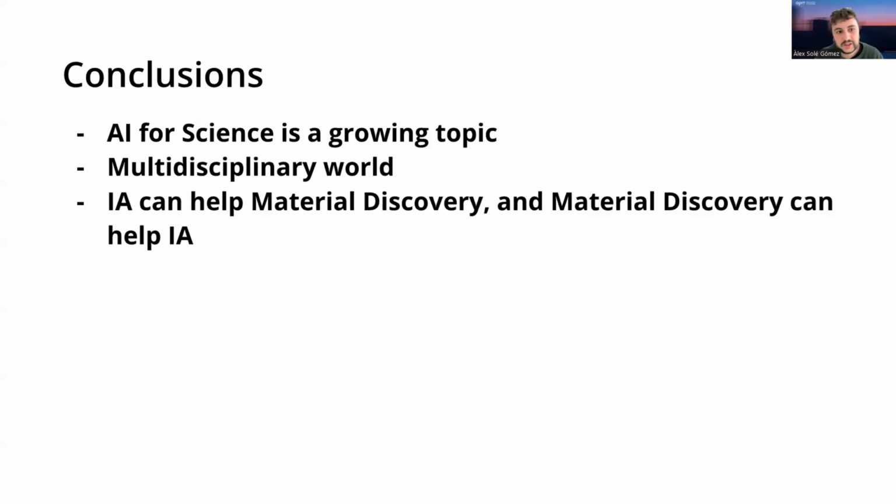And also, what I like is that artificial intelligence is something, let's call it circular, because artificial intelligence can help material discovery. But material discovery, if we design something that helps computation, can help artificial intelligence. So it's something circular, a kind of symbiosis. One is helping the other, and the other is helping the one, and it's a really interesting topic. So from my point of view, that's it.